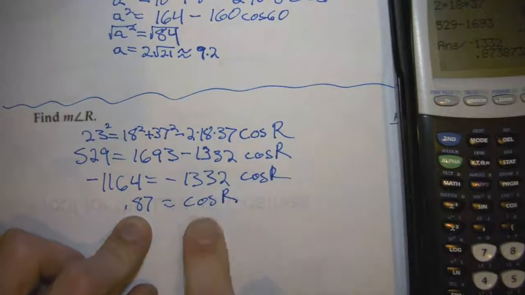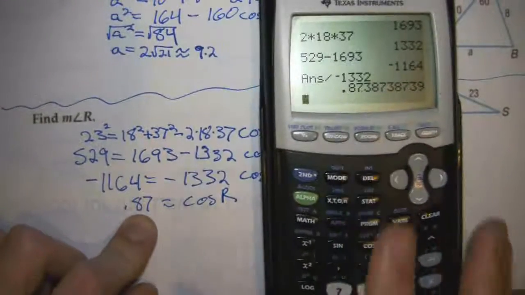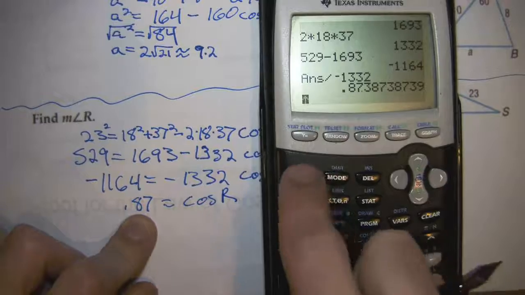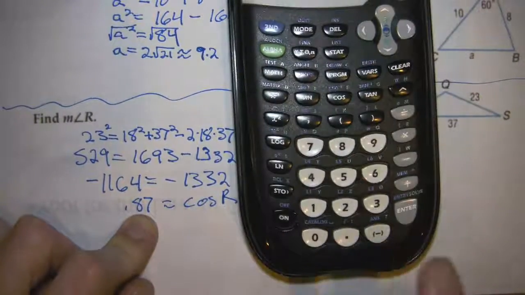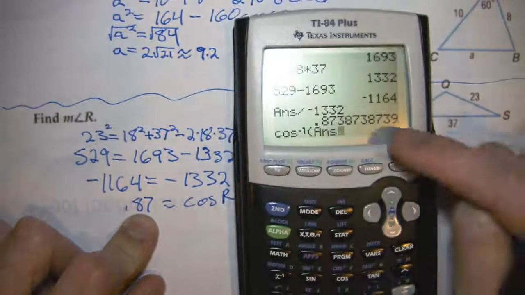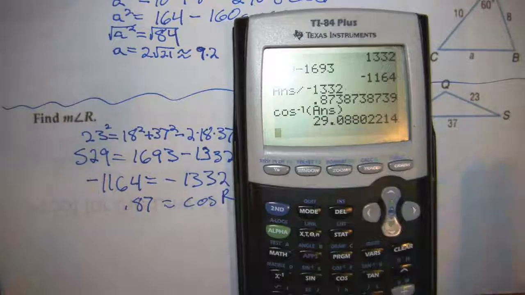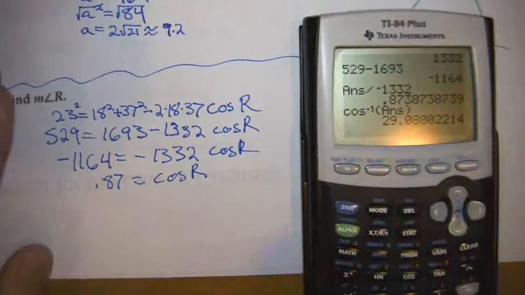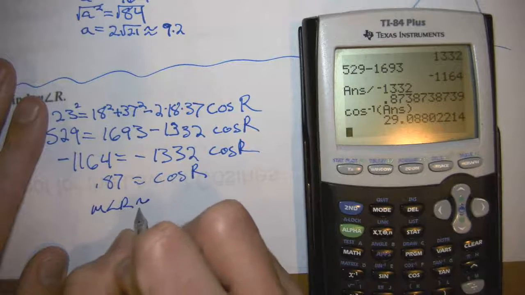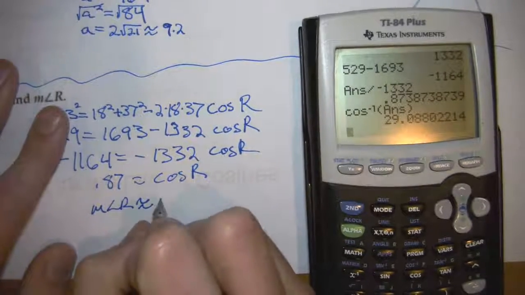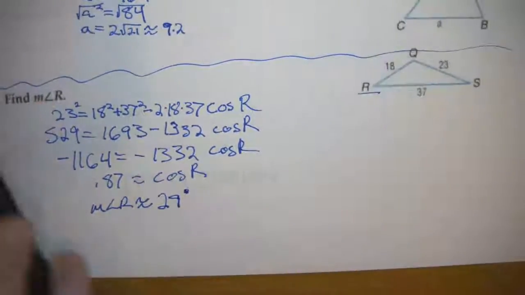Cosine of R, I need to use my inverse cosine. So what I'm going to do on my calculator is second, inverse cosine, second, and then the key you'll push is this negative key. That'll take our previous answer and plug it in. Cool. And if we're rounding to the nearest whole degree, we can say that the measure of angle R is approximately, we'll call that 29 degrees. And there it is.